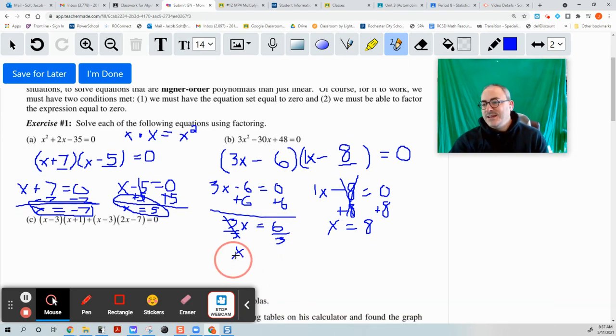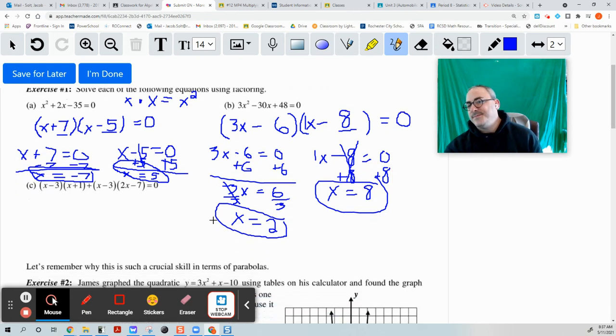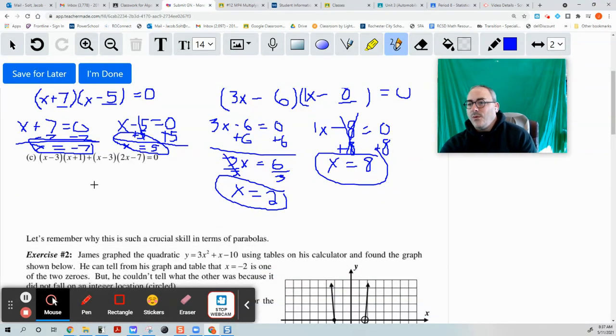And really, what is 6 over 3? 6 over 3 is equal to 2. So x equals 2 or x equals 8. That's solved. And probably I could circle those. There we go. Wow, wow, wow, wow.